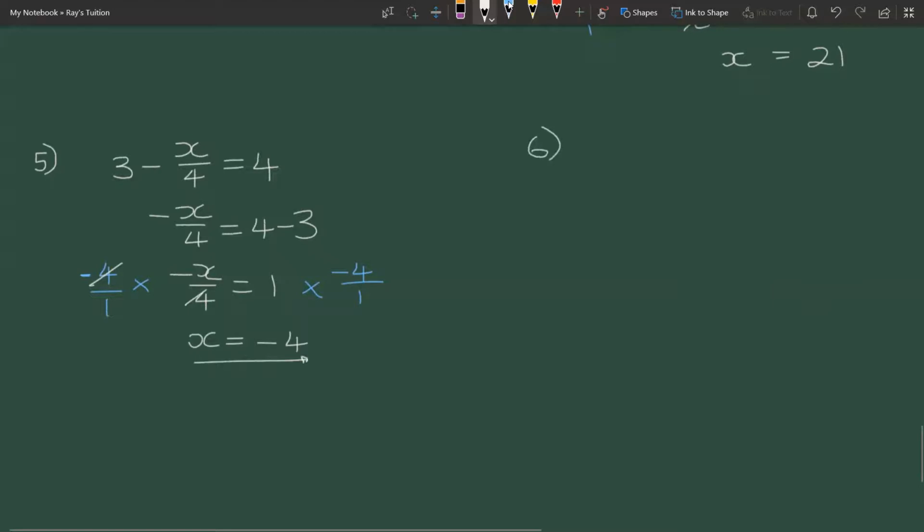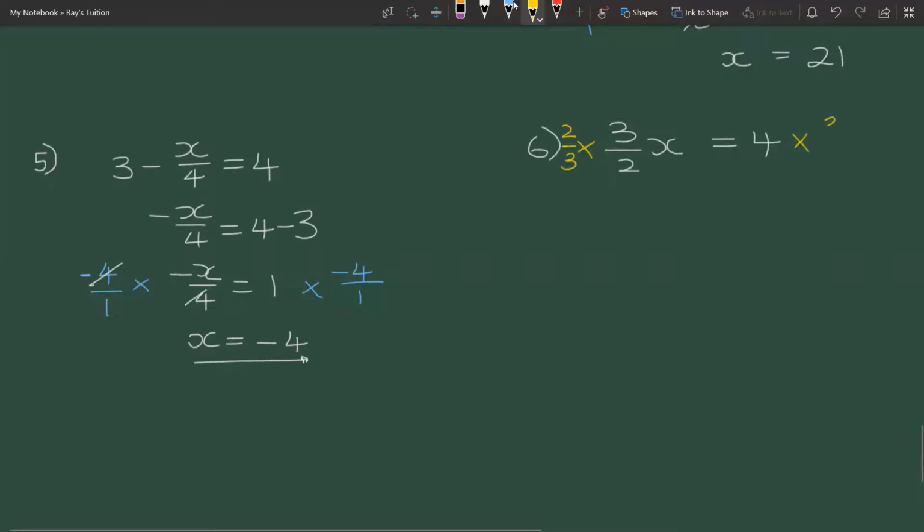Number 6 is a little bit different. So this here is 3 over 2x is equal to 4. So we would like to get rid of both the 3 and the 2. So we're going to have to multiply it with something that cancels out both. So we're going to multiply it with the fraction swapped around. So this is 3 over 2, so we're going to multiply it by 2 over 3.